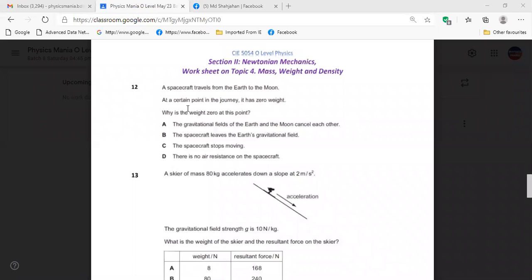I think option A is really confusing. Which one? Why would the gravitational fields cancel each other? They are just saying that if the gravitational fields are equal and opposite, and the spacecraft is in the middle of that, then it could be. Oh.